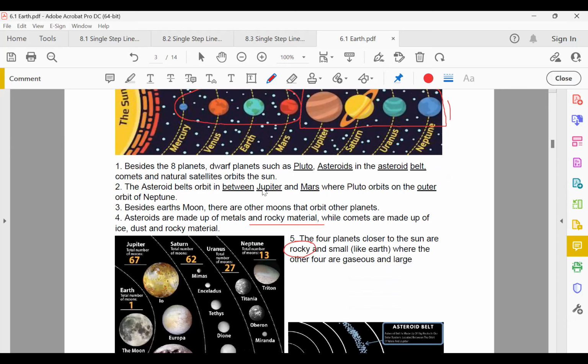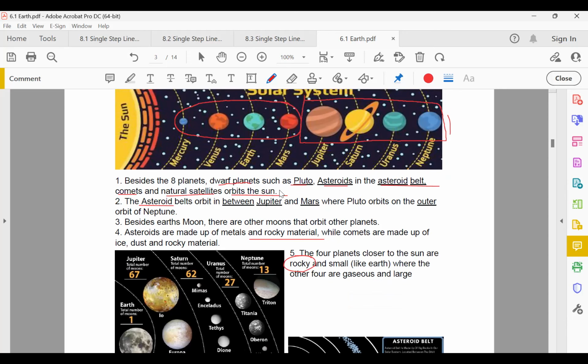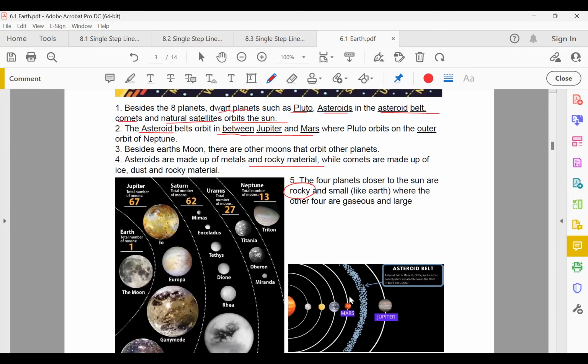Okay, if you look at the statements here, besides the 8 planets, dwarf planets such as Pluto, asteroids in the asteroid belts, comets, and natural satellites orbit around the sun. The asteroid belt is in between Jupiter and Mars, guys. In between Jupiter and Mars here, there is something known as an asteroid belt, which is literally a whole lot of asteroids orbiting around the sun. Okay.